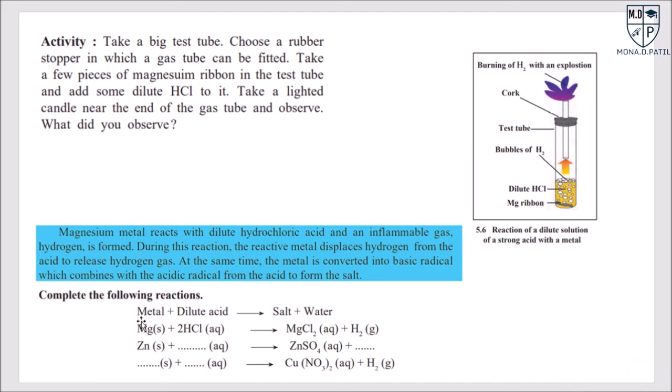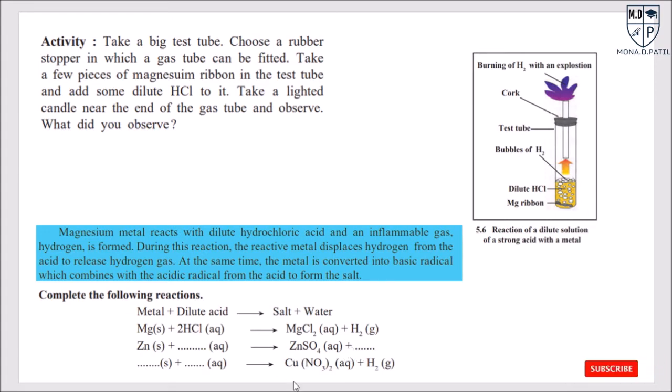So here, complete the following reaction. Metal plus dilute acid gives salt plus water. Here magnesium metal reacts with hydrochloric acid to give magnesium chloride plus hydrogen gas. Here zinc metal will react with sulfuric acid. Here SO4 means definitely H2SO4 will come. So after forming the salt zinc sulfate, we are left with hydrogen gas.